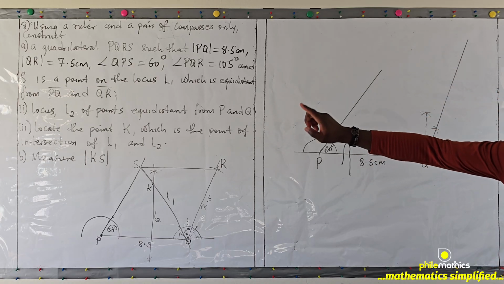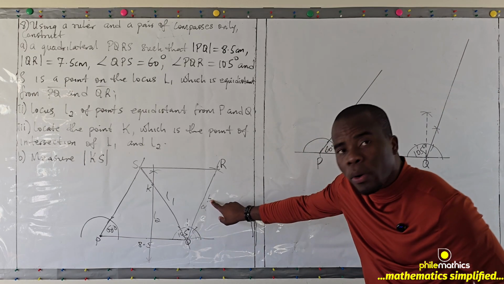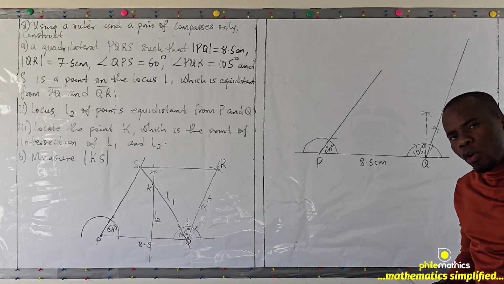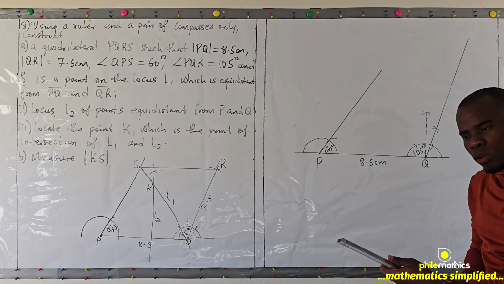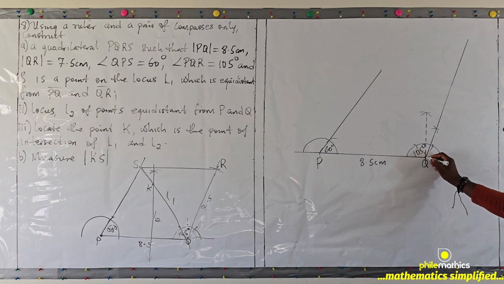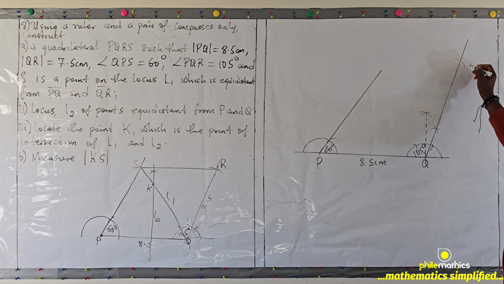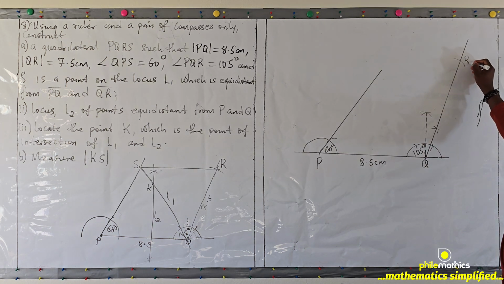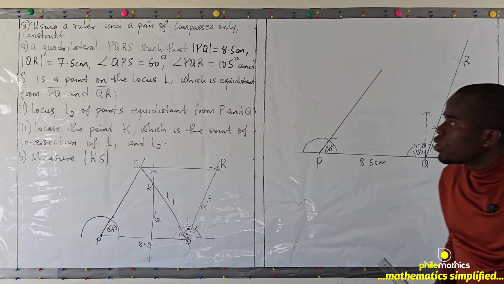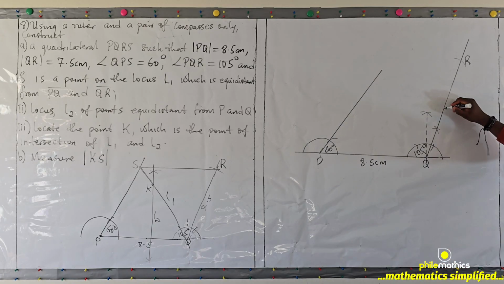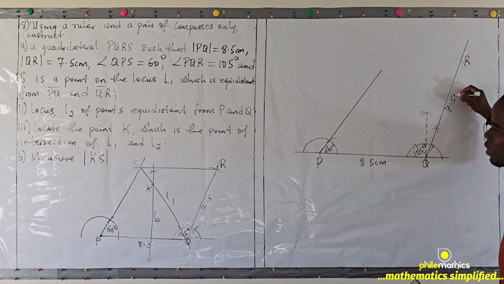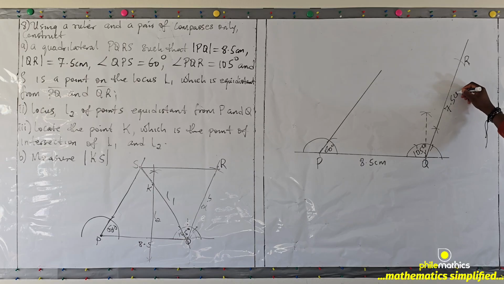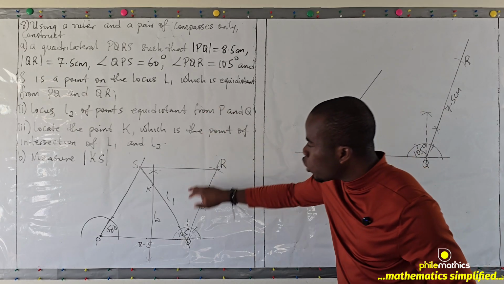We are not told that this is 7.5 here. So what you do, you take your pair of compass, measure 7.5 on your ruler, place your pin here, and then cut 7.5. So this is where your arrow will be. And you label here 7.5 cm. You don't have to be looking at the problem again, you're just looking at this.